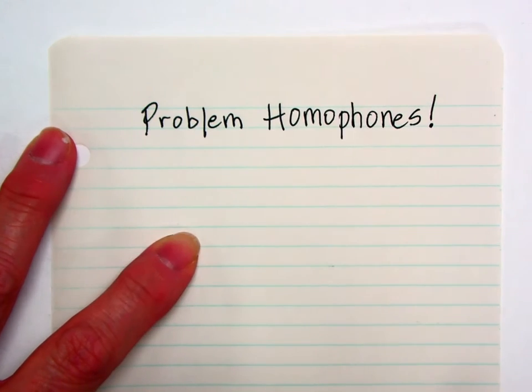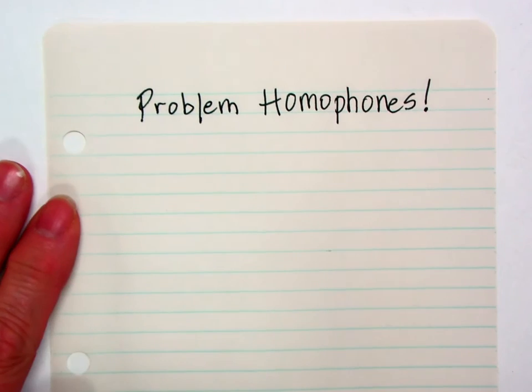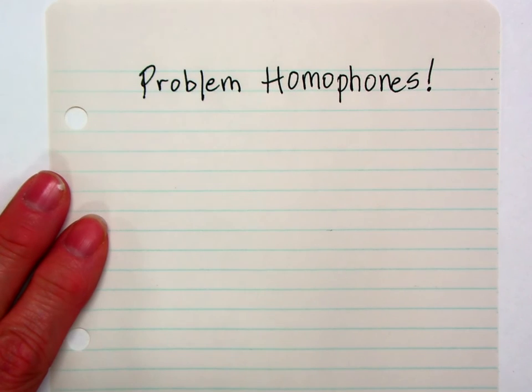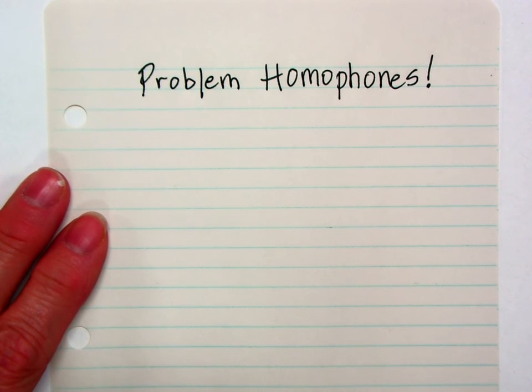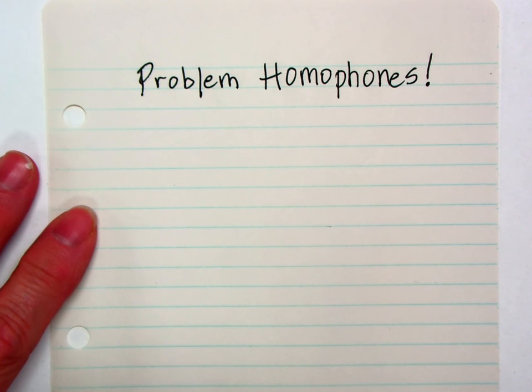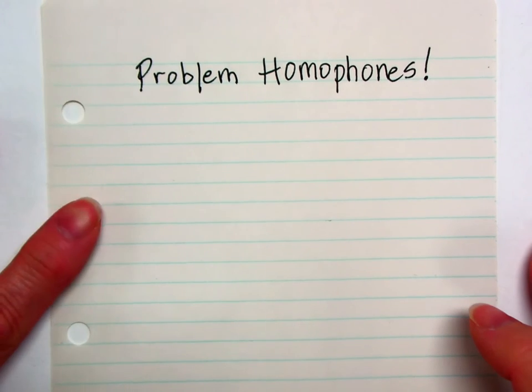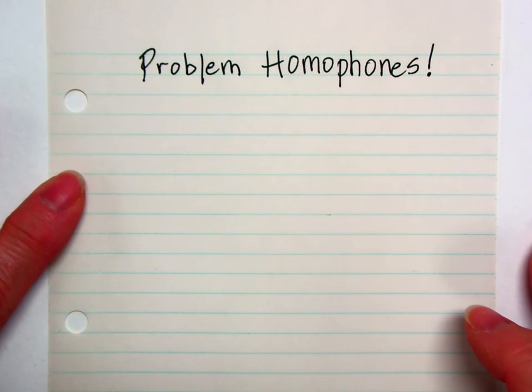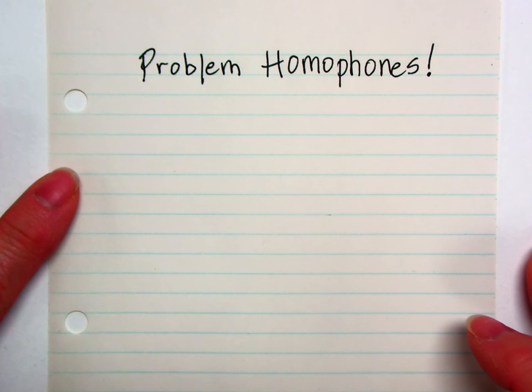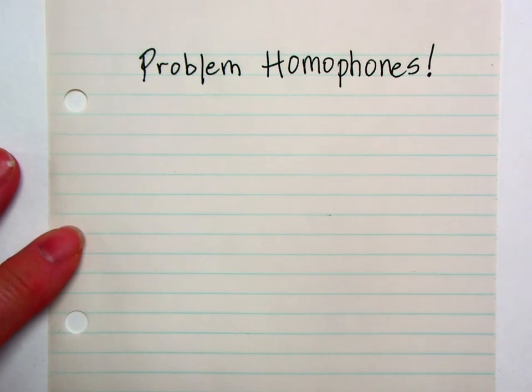Okay, so put problem homophones at the top of your page, and then we're going to write three words on this page. We're going to write the word there, and the word there, and the word there. And it may sound like I said the same word three times. In fact, these three homophones are pronounced exactly the same, but they have three different meanings. So I want you to write these the same way that I do.